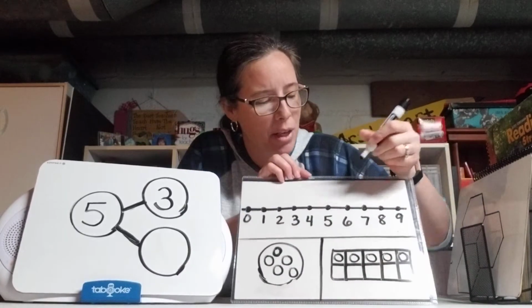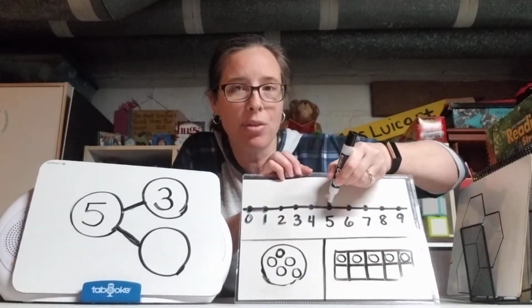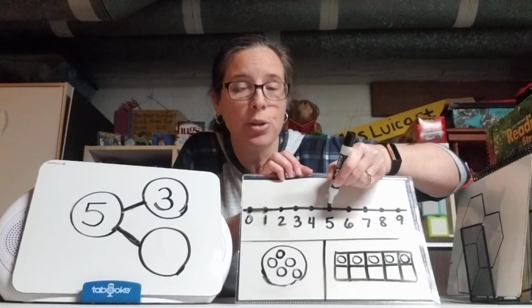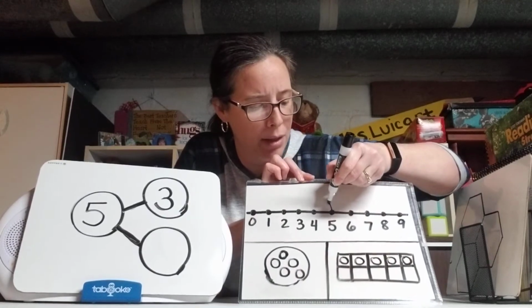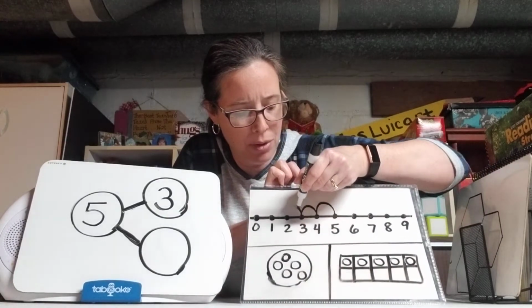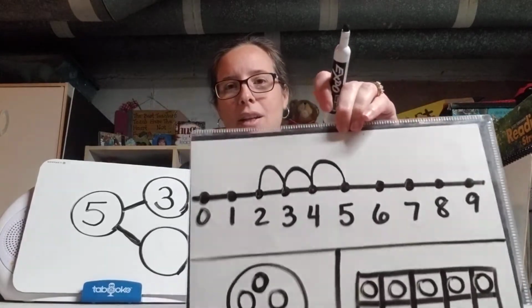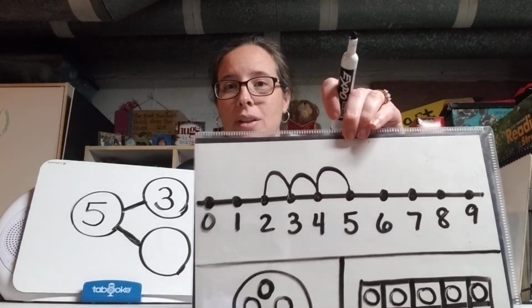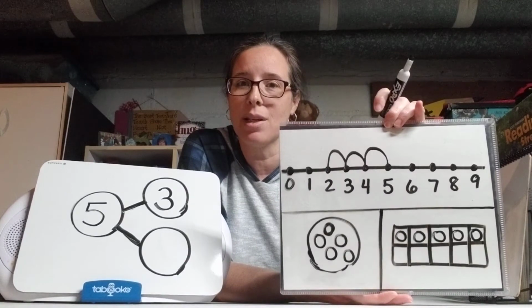So I would start, my target number is 5, and if I have 3 less, you're right, I move backwards on the number line. 1, 2, 3. And I land on the number 2. I know there are still 2 cookies on my plate.